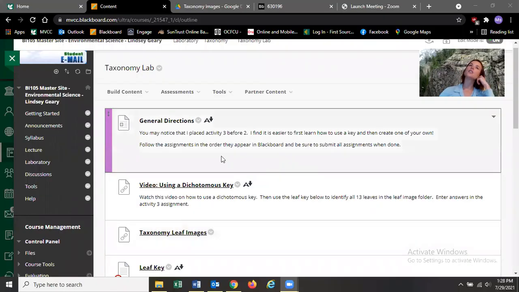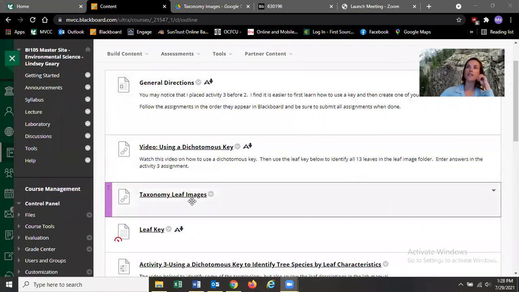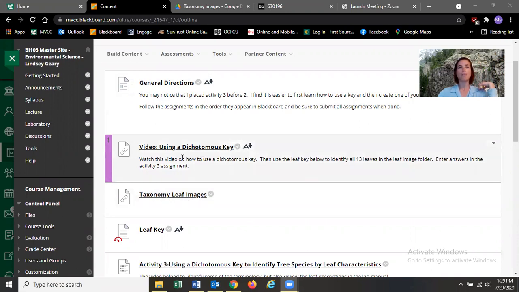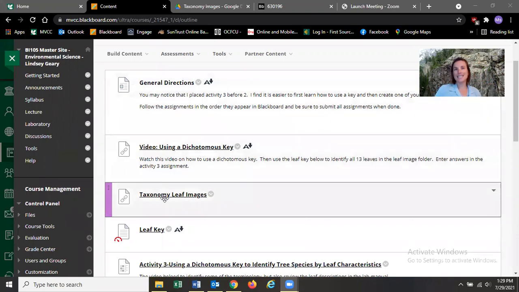Okay, so let's take a look at taxonomy. So I opened up the taxonomy folder in your lab section. I will try to get better at sharing my screen. Okay. So you can just read through this. There's a couple of videos that explain using a dichotomous key, just kind of a generalization of how it's used. So watch that video. And then you're going to use these leaf images to identify your leaves.